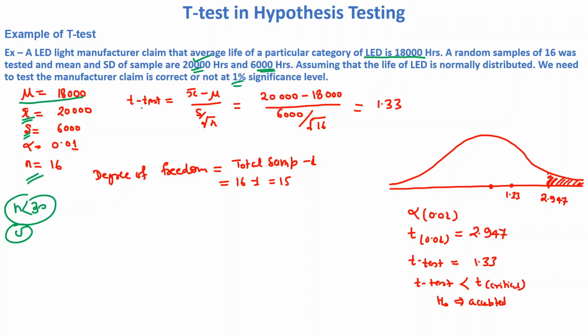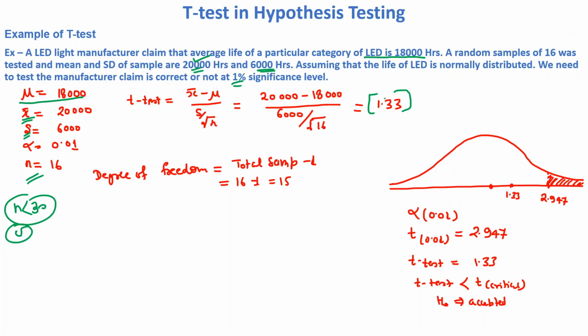The formula of the t-test is the same as we use in the z-test: x bar minus mu divided by s divided by root n. In the z-test we use sigma, but here we are using s. So x bar, the sample mean, is 20,000, minus the population mean 18,000, divided by s, the standard deviation of the sample, which is 6,000, divided by root 16. Root 16 because n is equal to 16. So we will get 1.33.